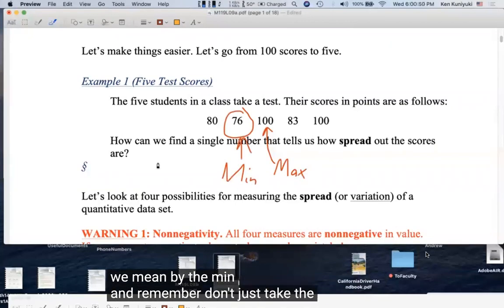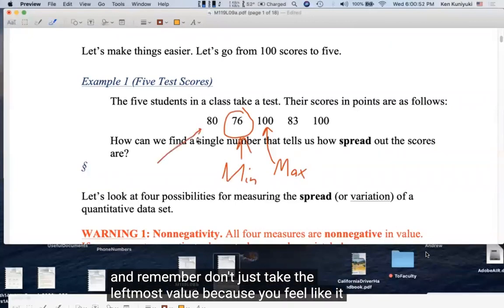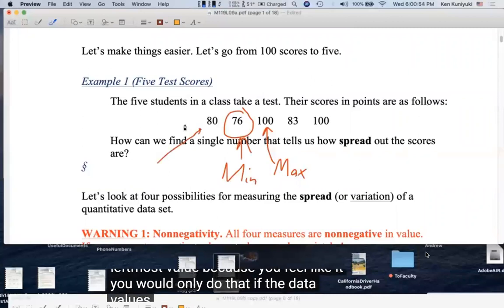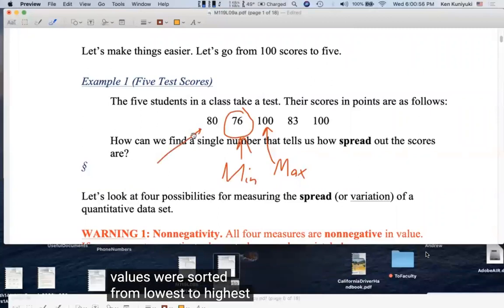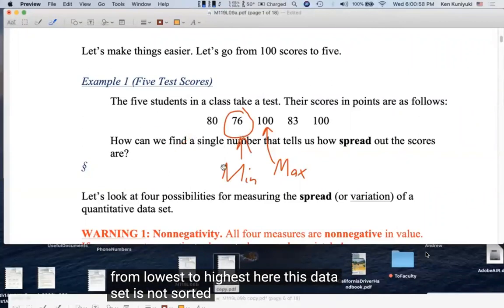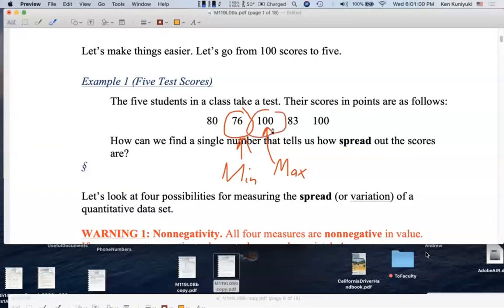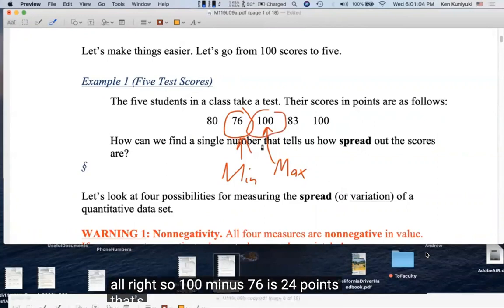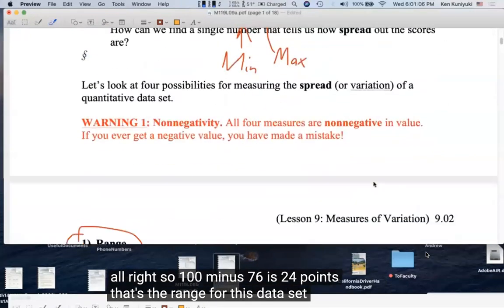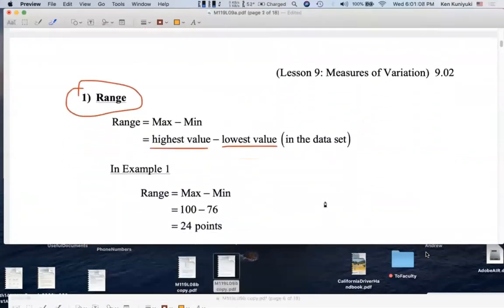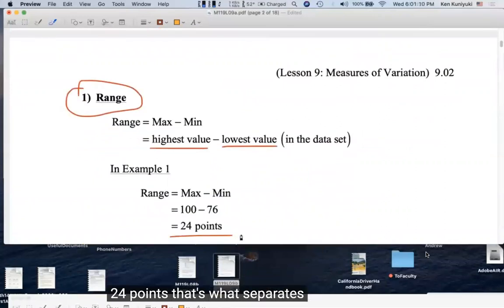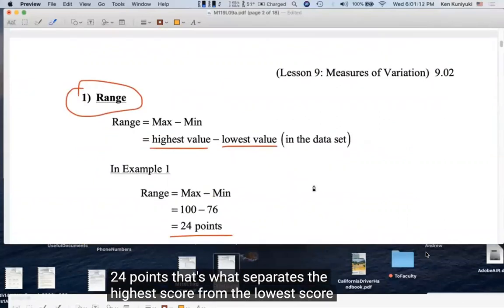And remember, don't just take the leftmost value because you feel like it. You would only do that if the data values were sorted from lowest to highest. Here, this data set is not sorted. So 100 minus 76 is 24 points. That's the range for this data set, 24 points. That's what separates the highest score from the lowest score that we see.